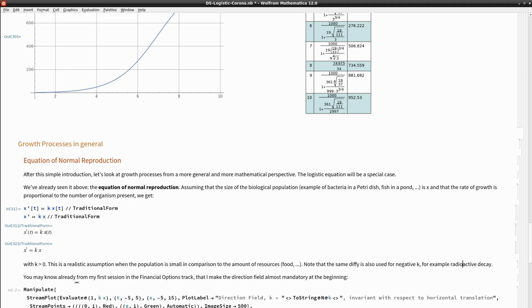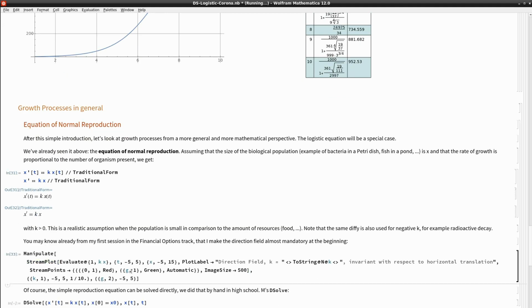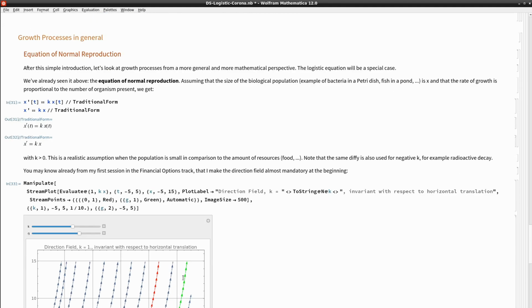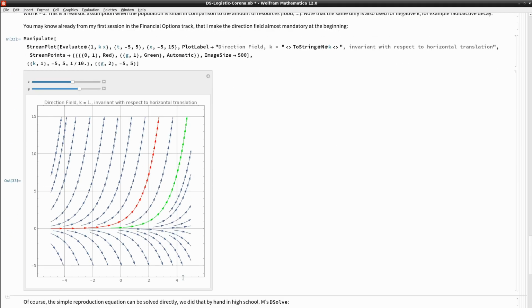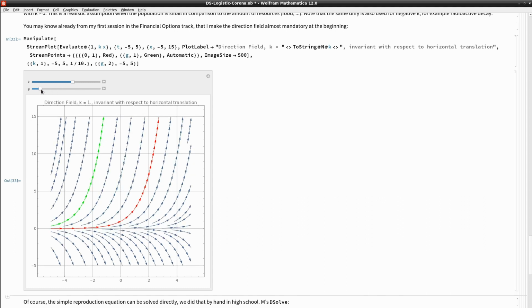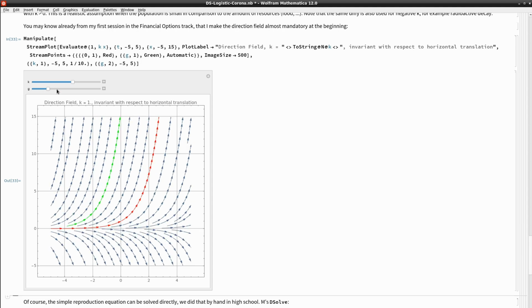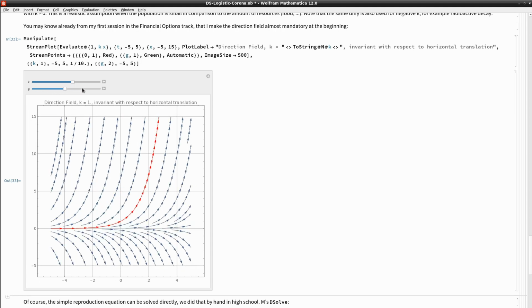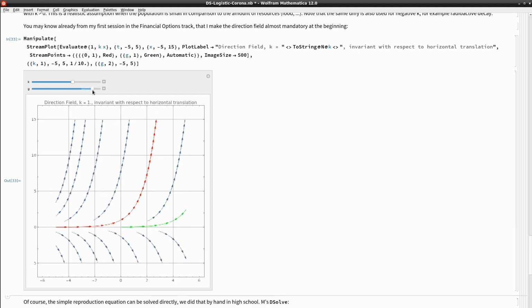And you may know already from my first session in the financial options track, I make the direction field almost mandatory for pretty much everything. So let's look at the direction field for this. Here we can change k, and I highlight one curve in green in order to show that this is invariant with respect to horizontal translation. So you see that green is always the same shape no matter where I put it horizontally.